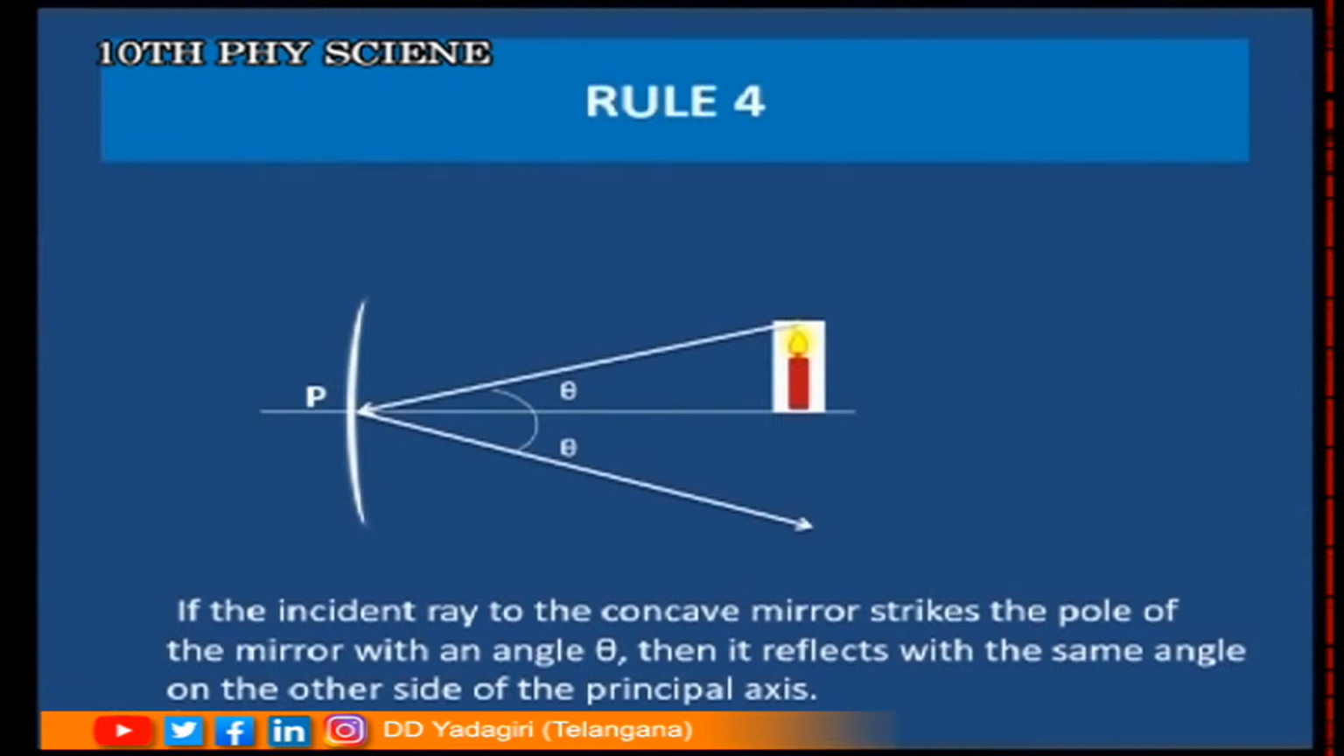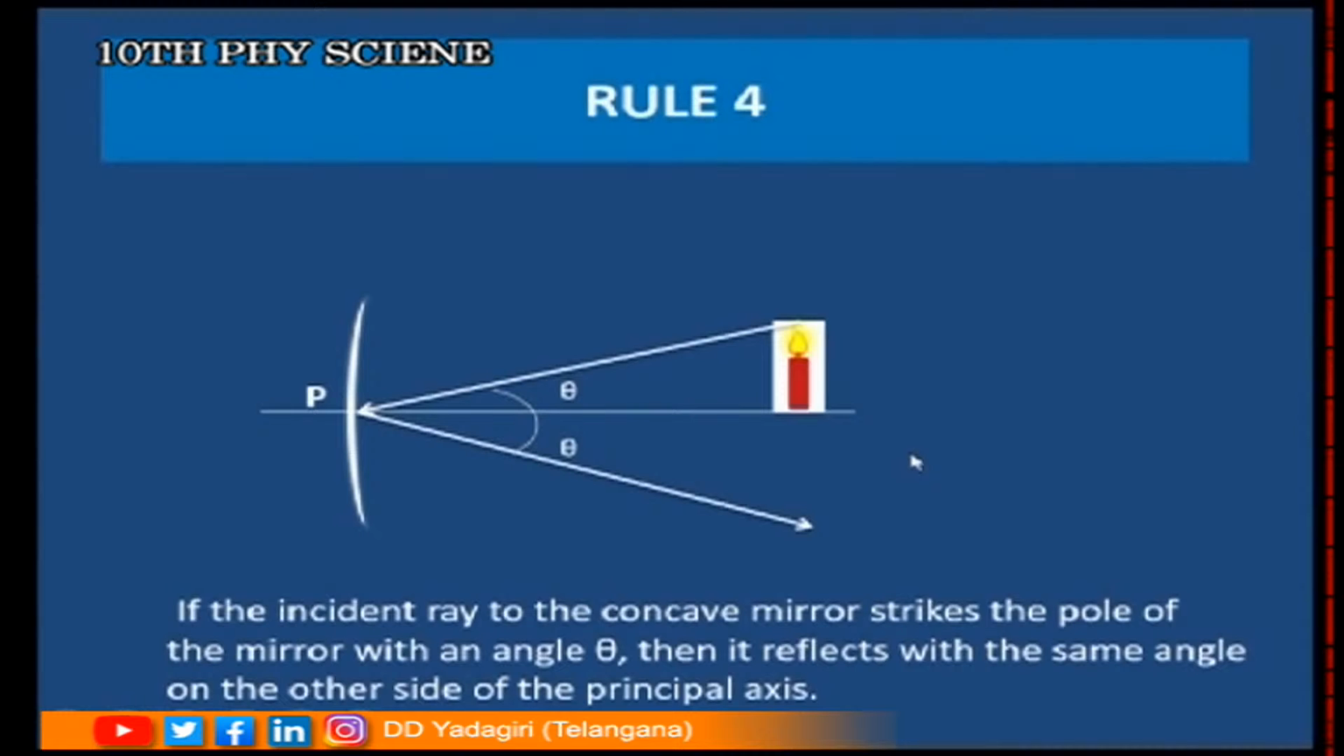Rule number 4 says, an incident ray when it hits the pole of the mirror with an angle theta, then it gets reflected with the same angle theta on the other side of the principal axis. Okay children, the incident ray coming from the object hits the mirror at the pole and it reflects such that it is making the same angle theta and reflecting from the other side. So these are the 4 rules that have to be followed while drawing the ray diagrams.